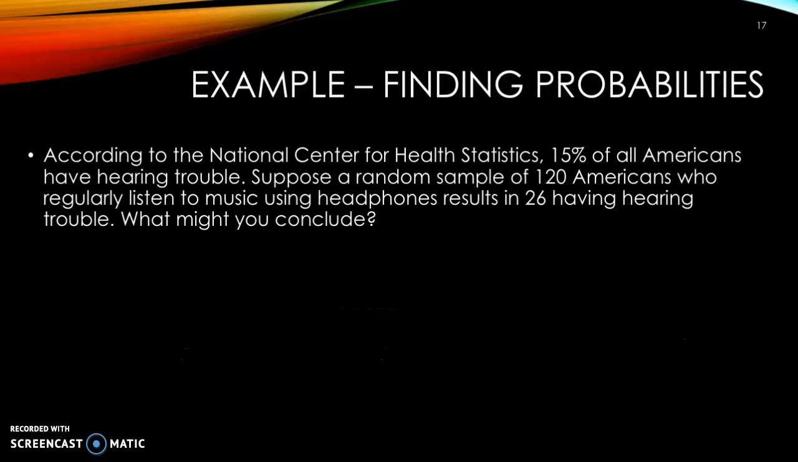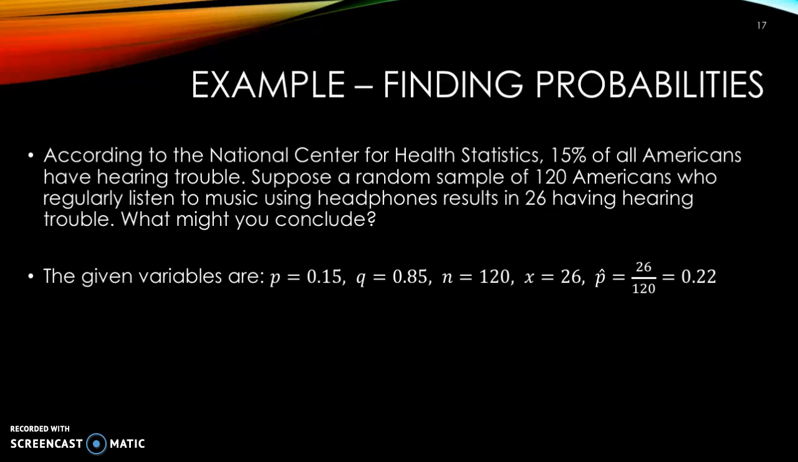Okay, so more with finding probabilities. According to the National Center for Health Statistics, 15% of all Americans have hearing trouble. Suppose a random sample of 120 Americans who regularly listen to music using headphones results in 26 having hearing trouble. What might you conclude? First of all, I know that the population proportion is 0.15. That's the 15% who have hearing trouble.